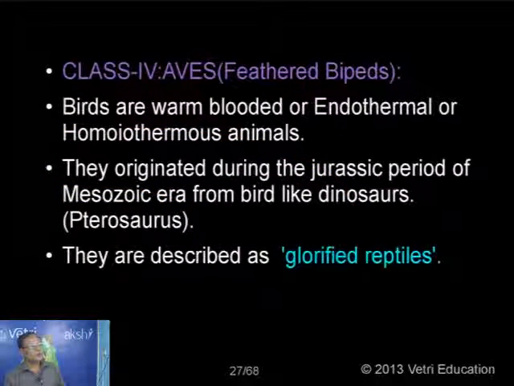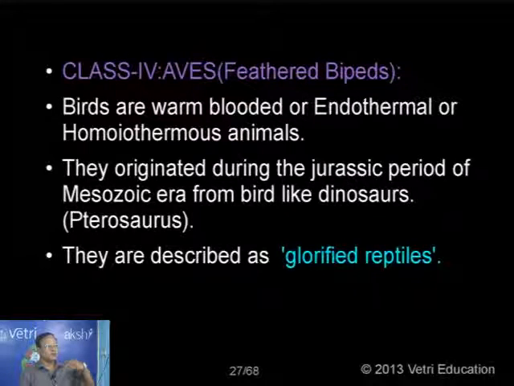Now, so far we have concluded the third class, reptilian forms, with reference to their external morphology and some of the important characteristics. Now let's pass on to the fourth one under the tetrapoda class, Aves. Simply we can say feathered bipeds.